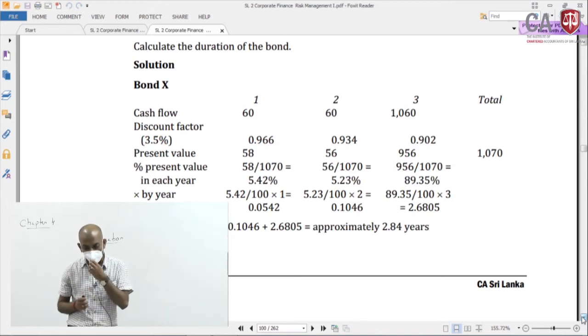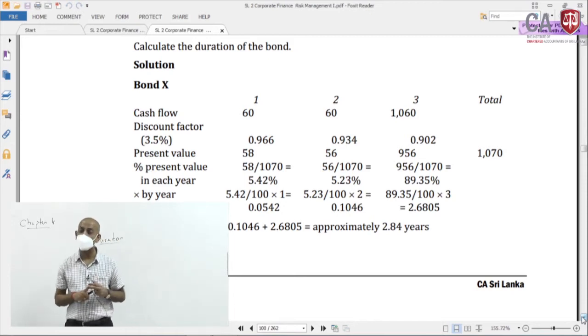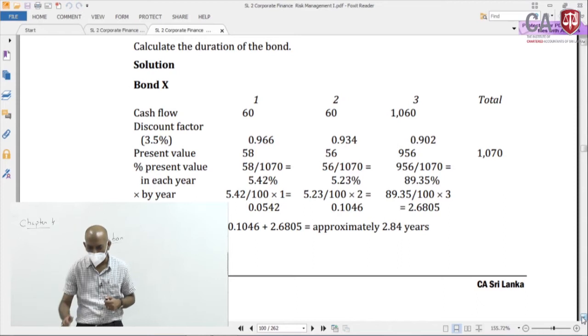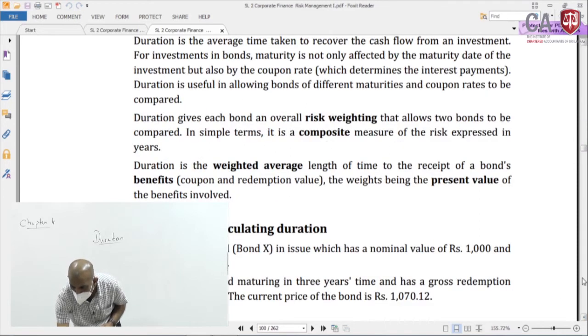Then for weightage purposes, you multiply by the respective years 1, 2, 3 and add them together, and it comes to 2.84 years. You can look at the numbers again. 2.84 years is the duration of your bond, right? That's basically how long it takes to convert your cash flows. So 2.84 is the time period. Even though it's a 3-year bond, based on your cash flows, your duration is 2.84.